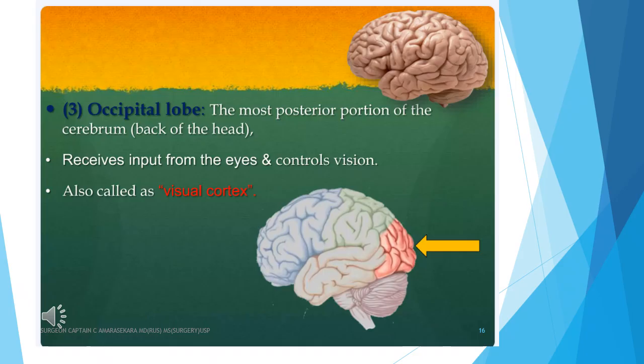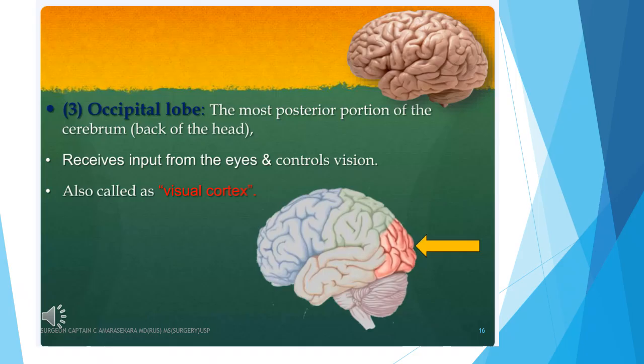This lobe is the brain's visual processing center, receiving input from the eyes via the optic nerves, optic chiasma, and optic tracts, which ultimately synapse in the lateral geniculate nucleus of the thalamus before projecting to the primary visual cortex, also called the striate cortex or V1.